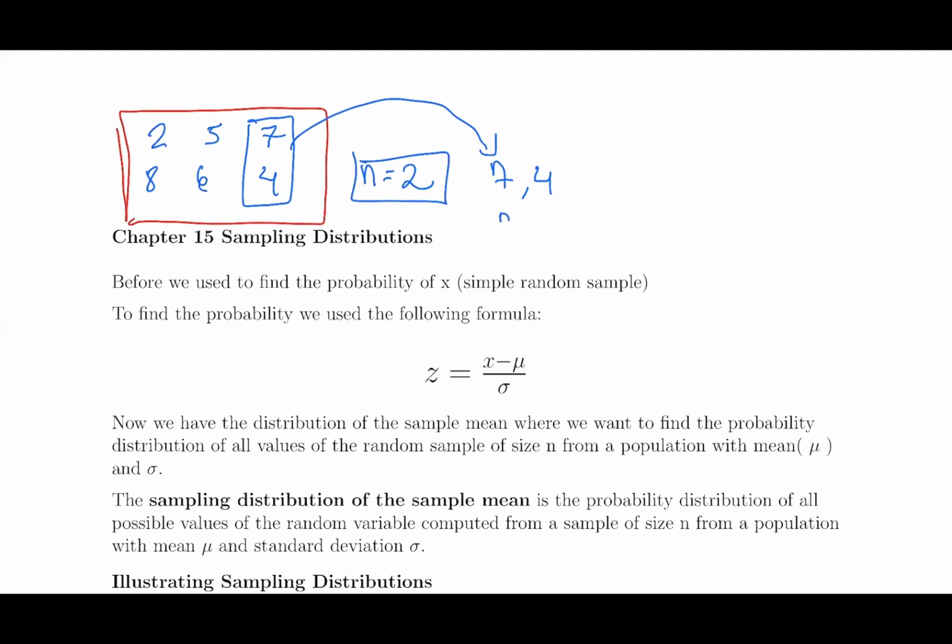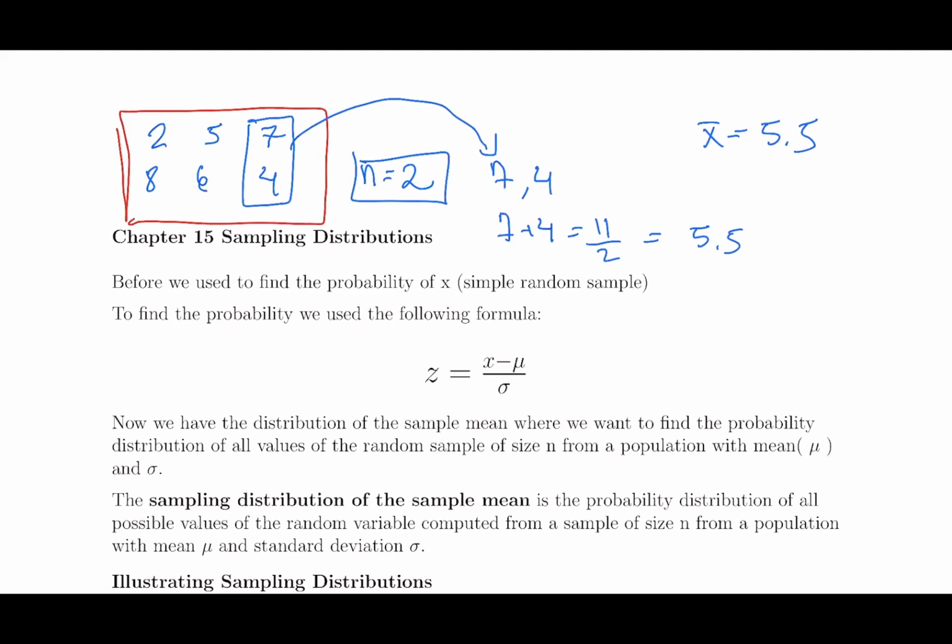So we're going to go 7 plus 4 is equal to 11. 11 divided by 2 is 5.5. So that's going to be our new data. So our new data is going to be 5.5.